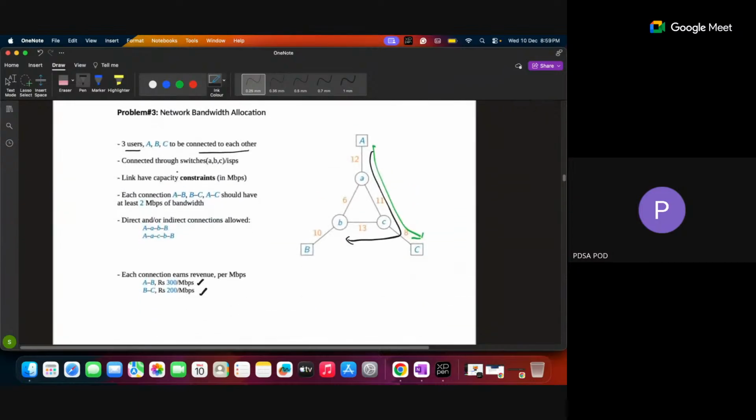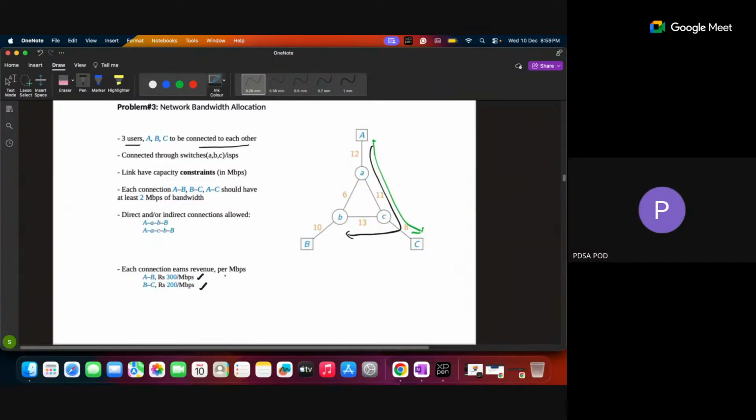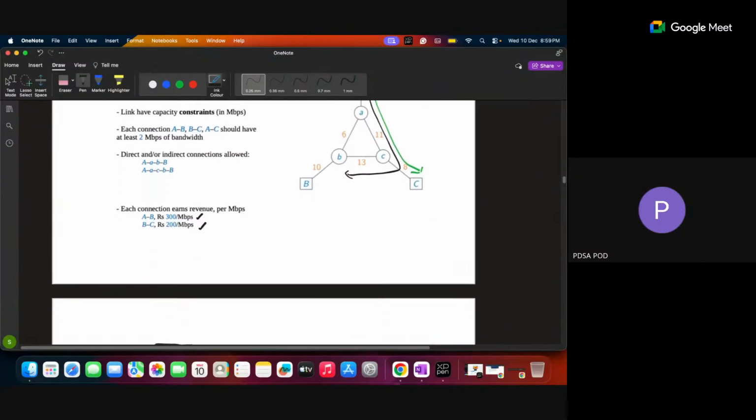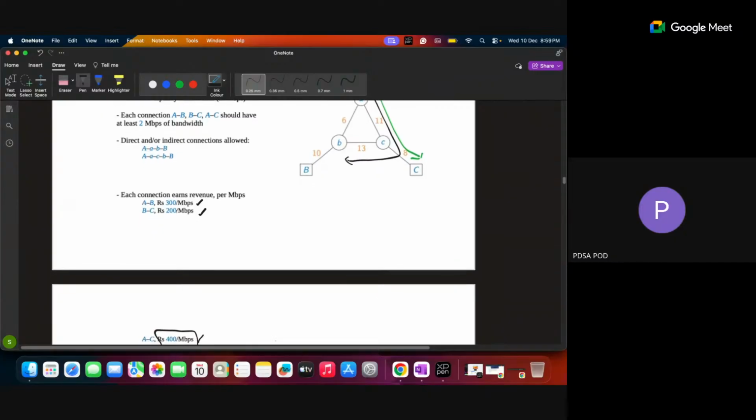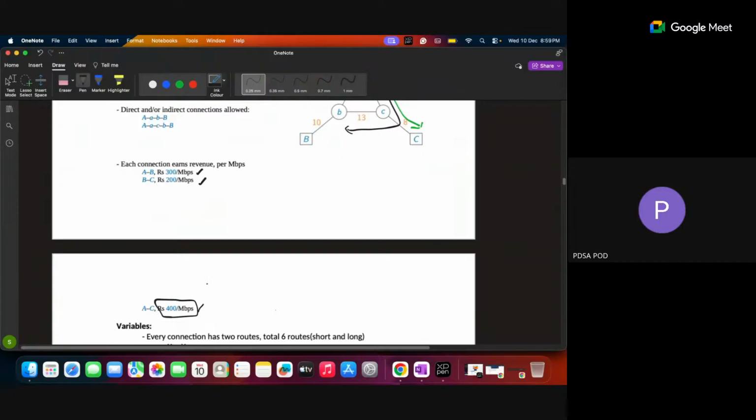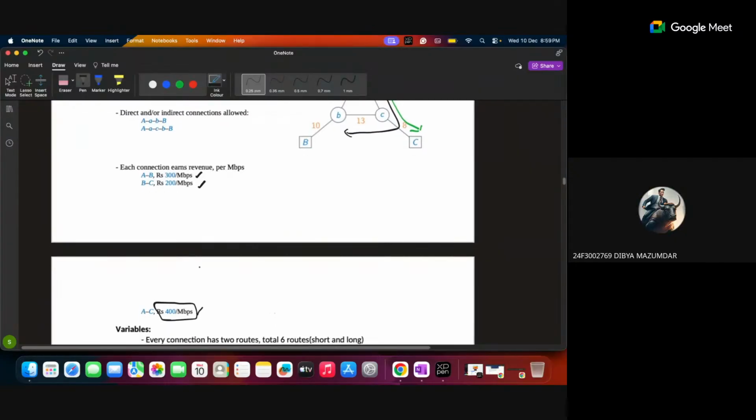Yes, so each connection earns a revenue. That's the thing, we try to use this. A to B is 300 Mbps. We are getting it as 300 rupees per Mbps. A to C, we are getting 400 rupees per Mbps. So we try to allocate more bandwidth for this, right? Clear? Yes, okay. A to C for our maximum profit or revenue.